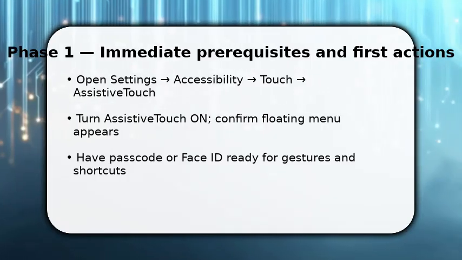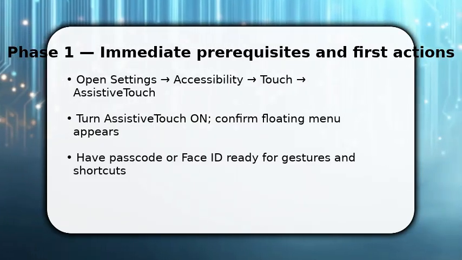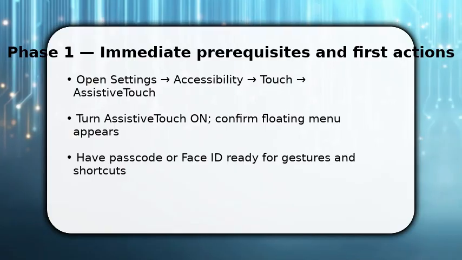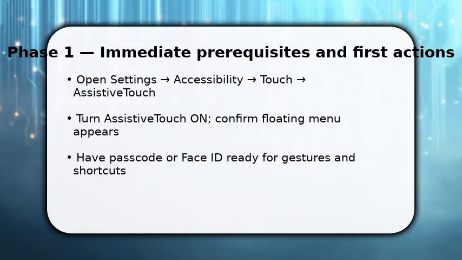Open Settings and go straight to Accessibility, Touch, then Assistive Touch, turn it on now. You're doing this to get a persistent, customizable floating menu. It saves time and reduces physical taps.